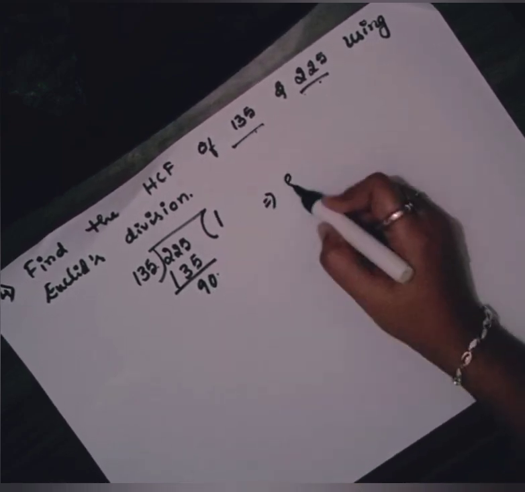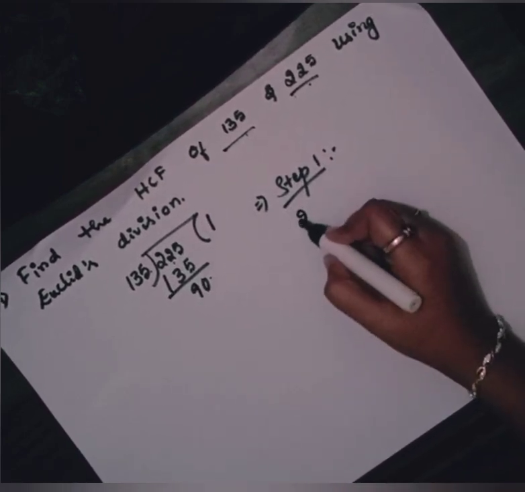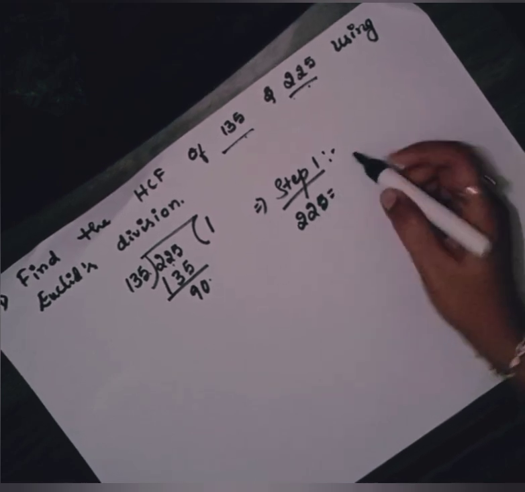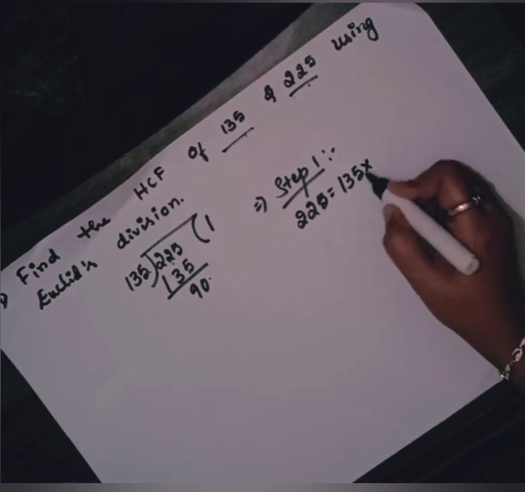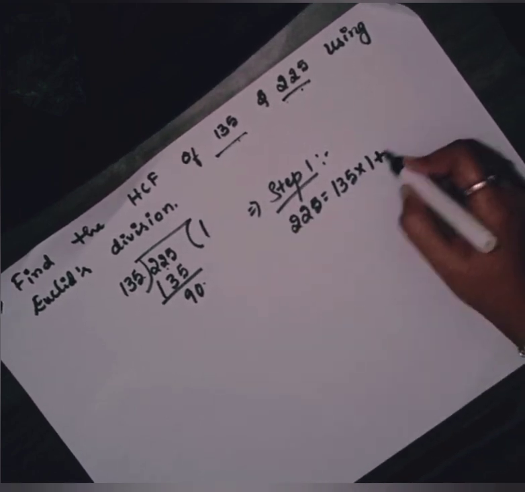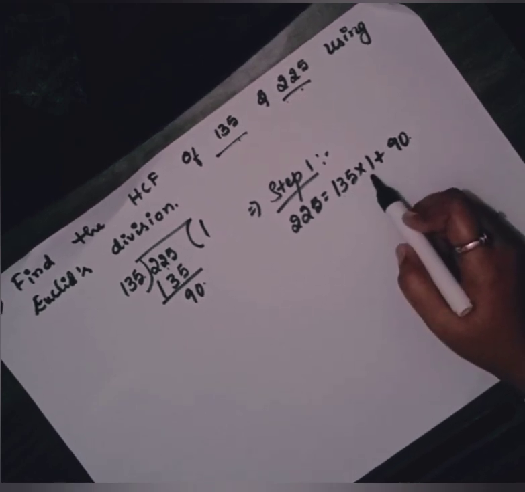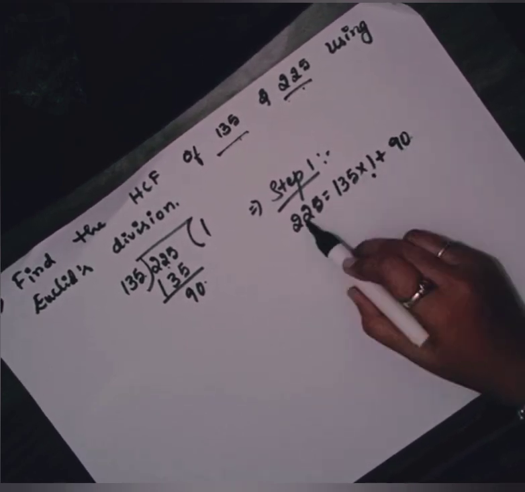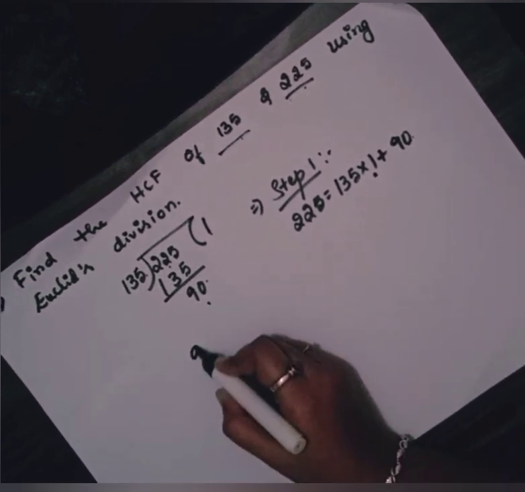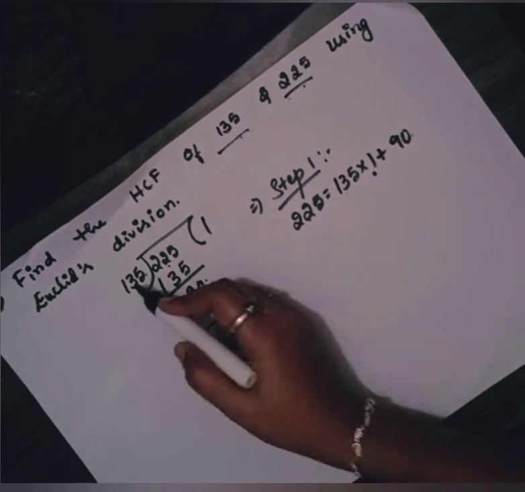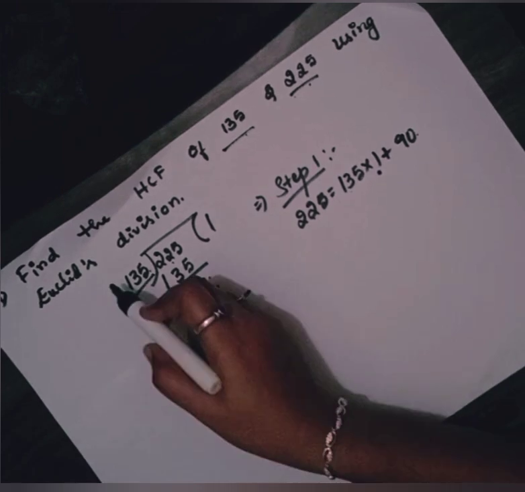So step 1: we have 225 is equal to the divisor 135, and quotient 1 plus remainder 90. You can see 135 into 1 is 135, plus 90 you will get 225. Same. Now we need to take 90 outside and divide 135 by it. Whatever remainder you get, by that you need to divide.